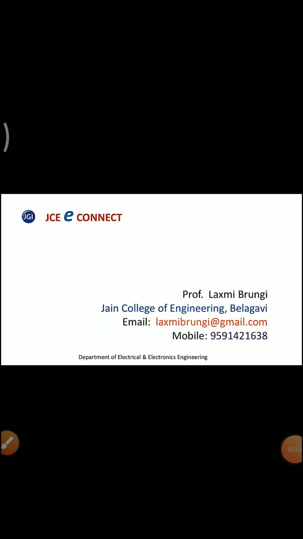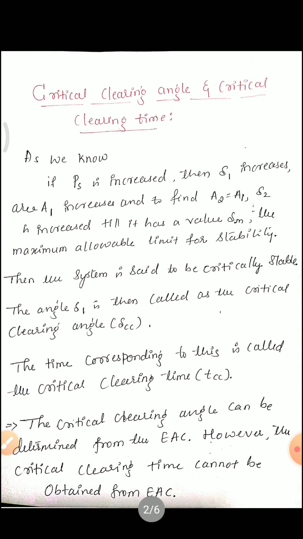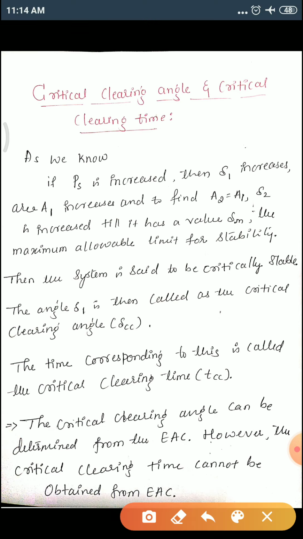Today we are going to discuss the critical clearing angle and the critical clearing time in power system stability. As all of us know, if the input power, that is the load, is increased on the power system, then obviously delta is going to increase. That is, if PS is increased, then delta 1 increases.